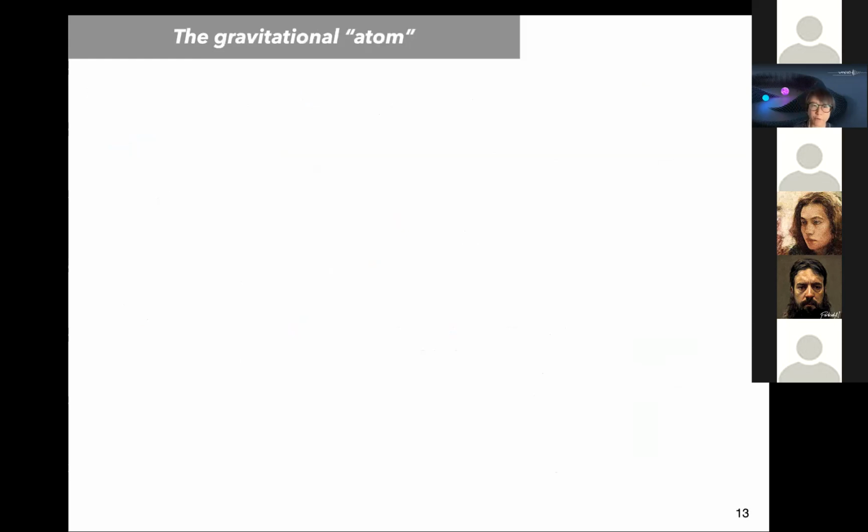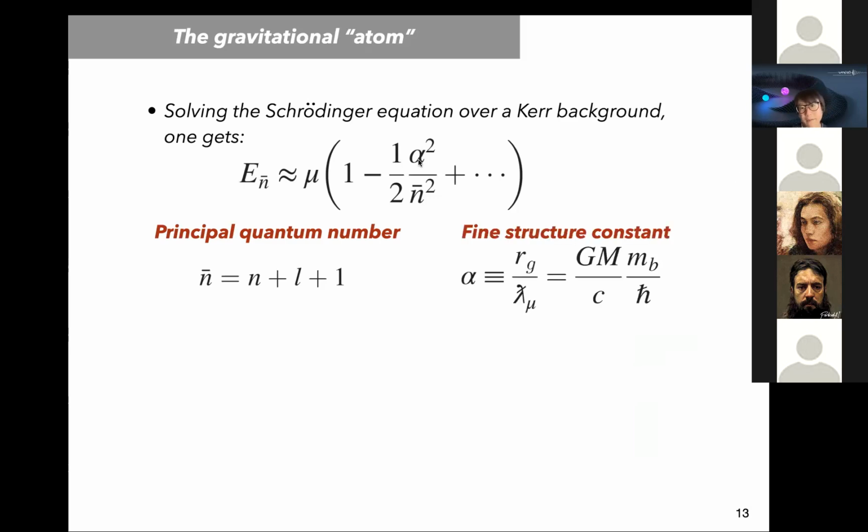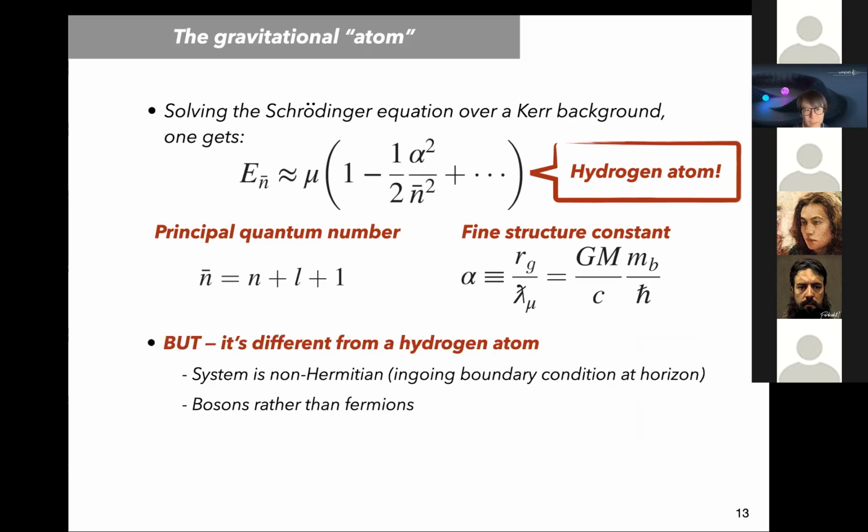Before talking about observational signatures, we can take a further look at this black hole and boson system. If we solve the Schrodinger equation over a curved background, we can get the energy levels indicated by this equation. Here n bar is the principal quantum number, and alpha is the fine structure constant. This looks really familiar, right? It's basically like a hydrogen atom, and even the definition of the fine structure constant is similar to what's defined in the hydrogen atom. Although there are also differences: obviously this system is non-Hermitian because of the ingoing boundary condition at the black hole's horizon, and these particles are bosons rather than fermions.